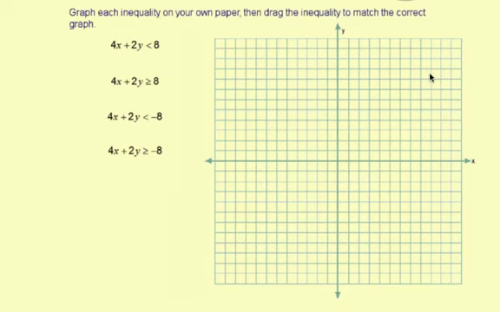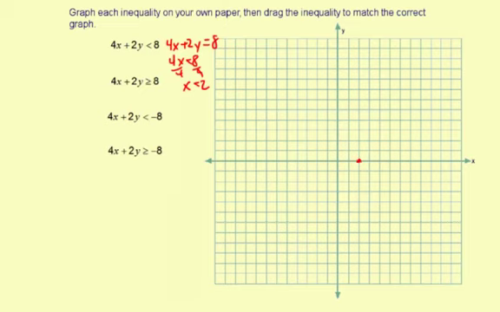Graph each inequality on your own paper, then drag the inequality to match the correct graph. So what we're going to do here is graph the line 4x plus 2y equals 8, and this is going to be a dashed line. So let's see, 4x equals 8 for the x-intercept, divide by 4, so x equals 2.